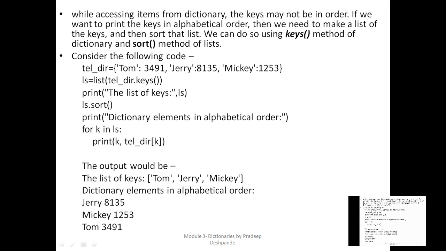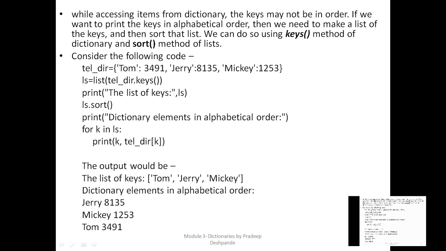While accessing items from a dictionary, keys may sometimes not be in order, and if you want to print the keys in alphabetical order, then we have to make a list of keys. Using a dictionary alone, it is not possible to display them in alphabetical order. You have to make use of lists. First you have to sort them in the form of a list. We can do it by using the keys function and the sort function. Two built-in methods we have to use here: keys is one built-in method, sort is another.